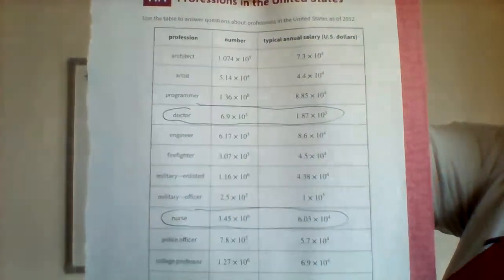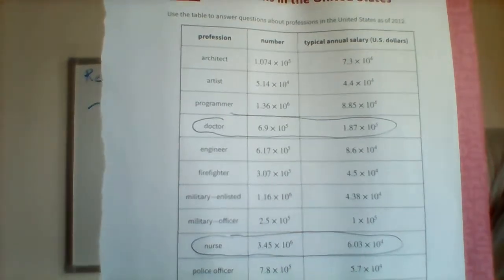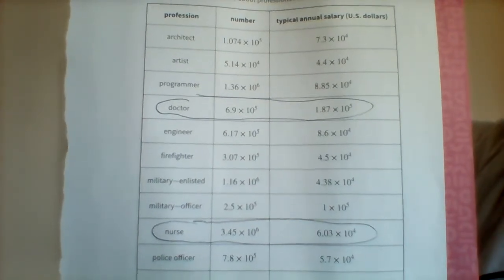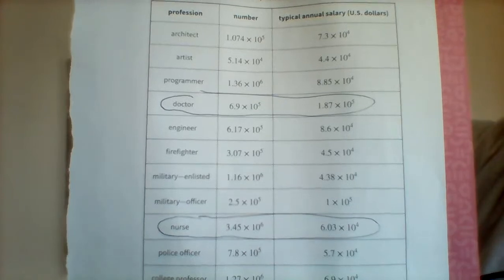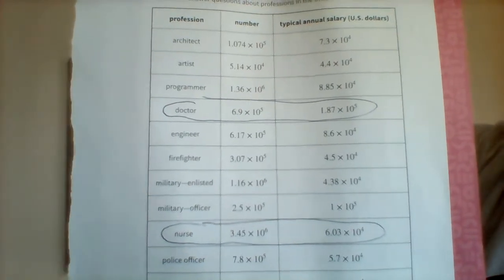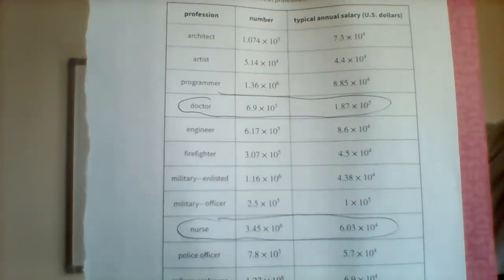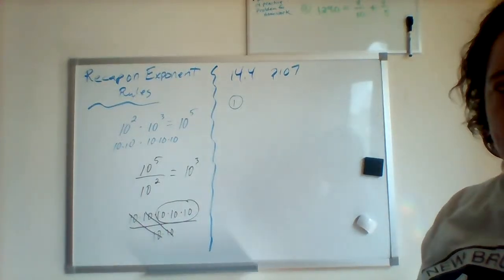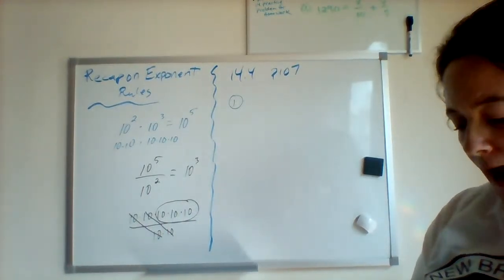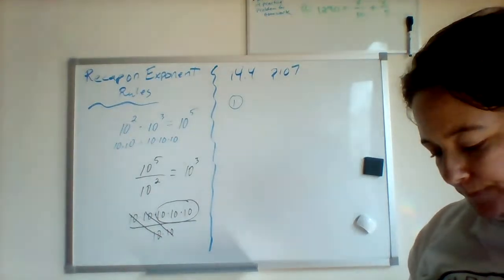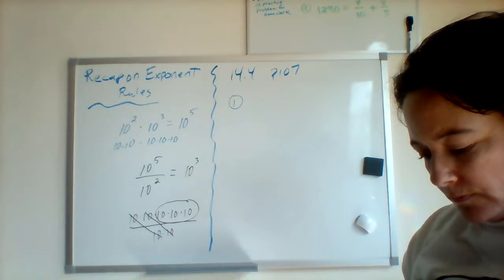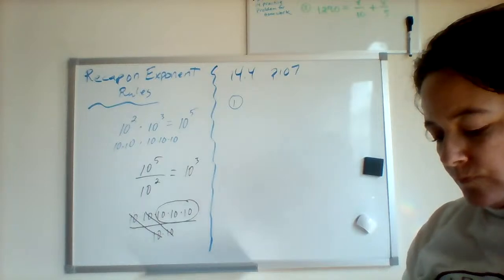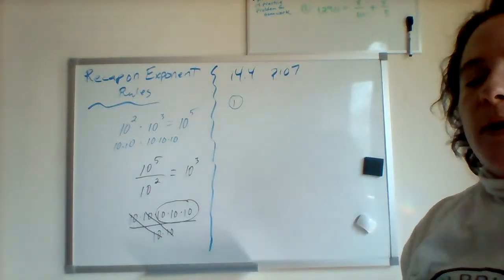So if you take a look at the nurses and the doctors, which column do we have to look at? They want to know how many more nurses there are than doctors. What column are we looking at? The middle or the last? They didn't say anything about how much they make yet. They're just talking about the numbers. They want to know how many more nurses are there than doctors. That's right, the middle.